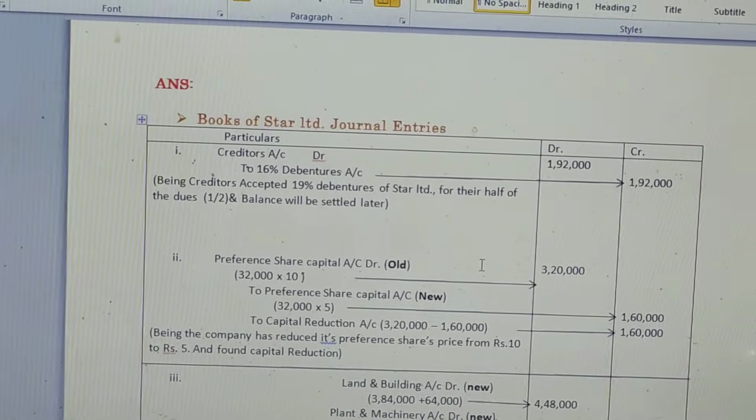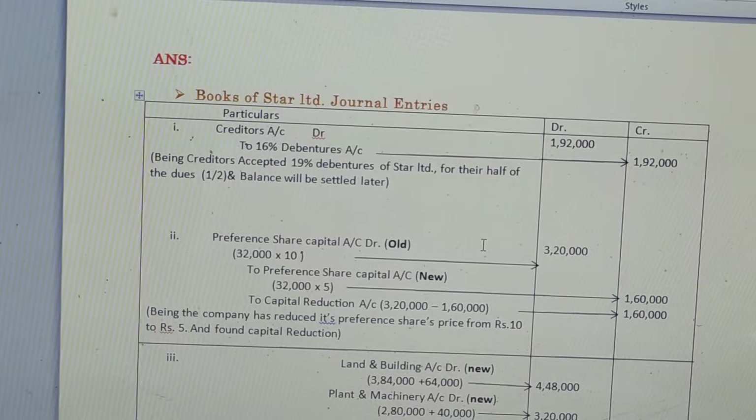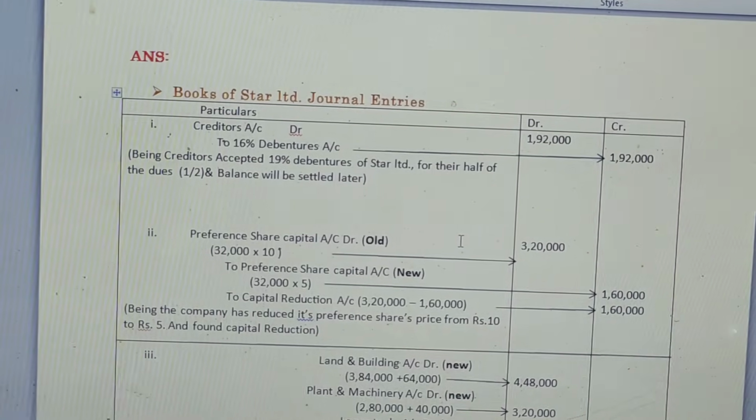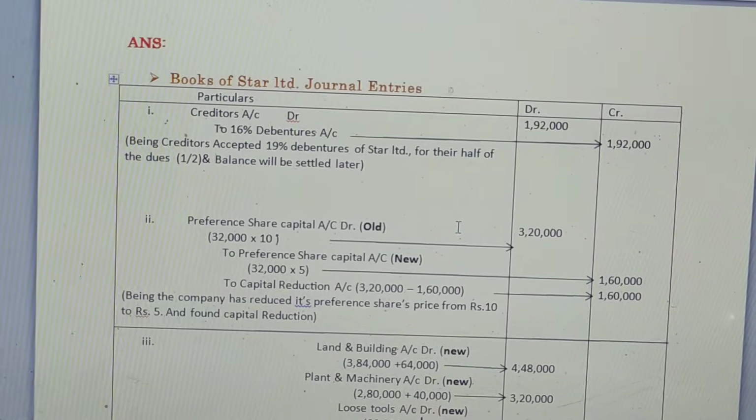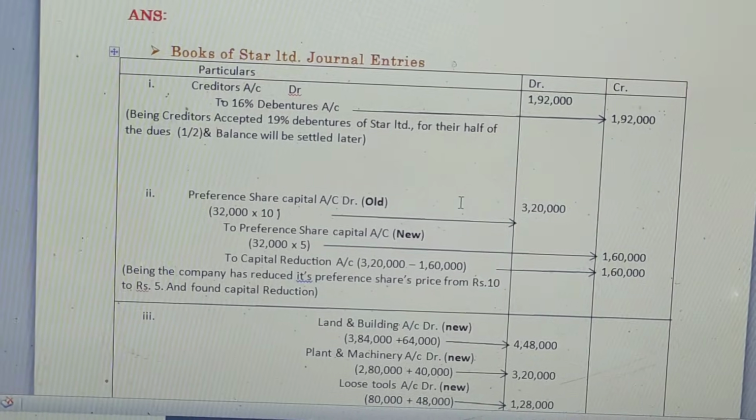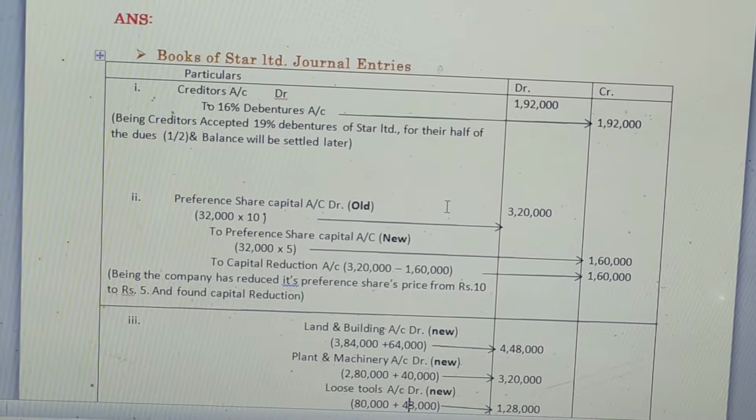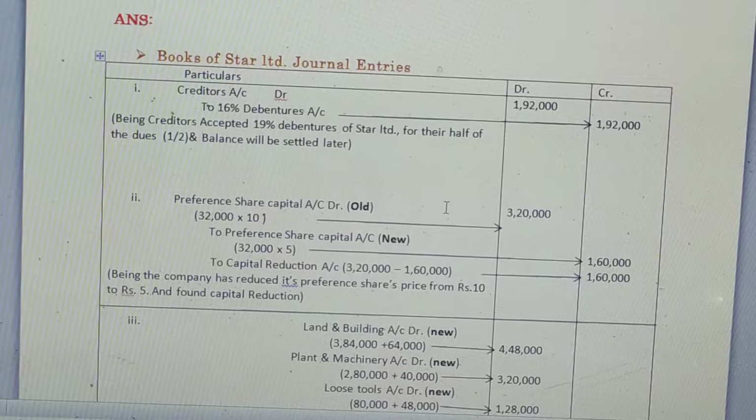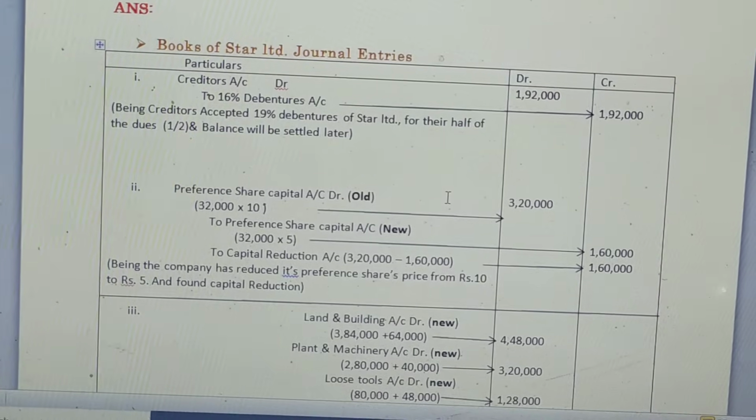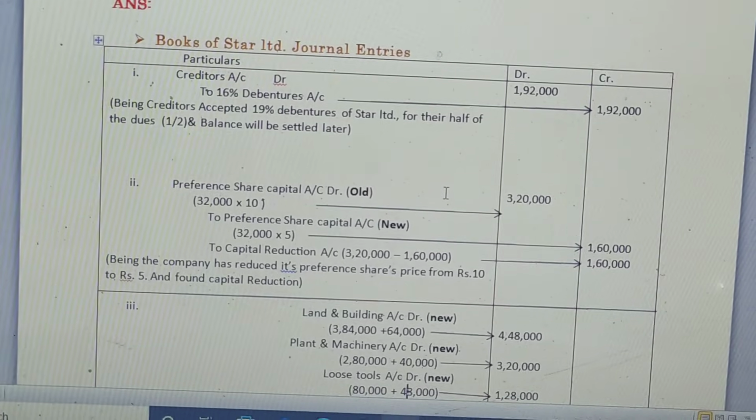Based on this information, we are going to find out the journal entries for capital reduction and we are going to prepare the reconstructed balance sheet. First, we are going to discuss the journal entries. The first journal entry is creditors account debit 1,92,000 to 16% debentures account rupees 1,92,000. It means the creditors accepted 16% debentures of Star Limited for half of their dues. Half of the creditors' dues are taken as debentures from Star Limited and the balance will be settled later.